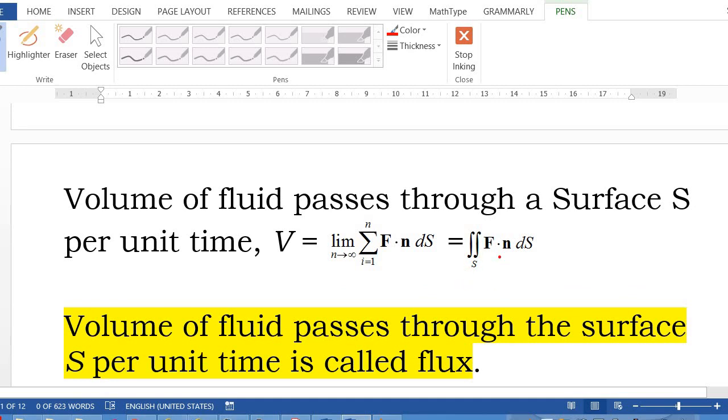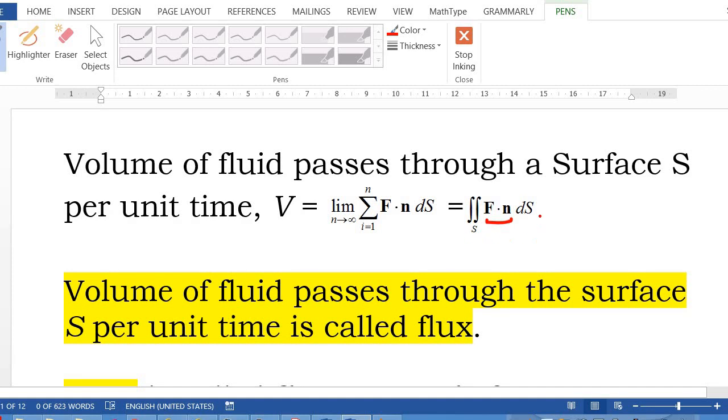If we recall, the surface integral of scalar field is only the scalar function f(x, y, z). Now this is F dot n, this is a vector, so this is the surface integral of vector field, which is also called the flux integral.